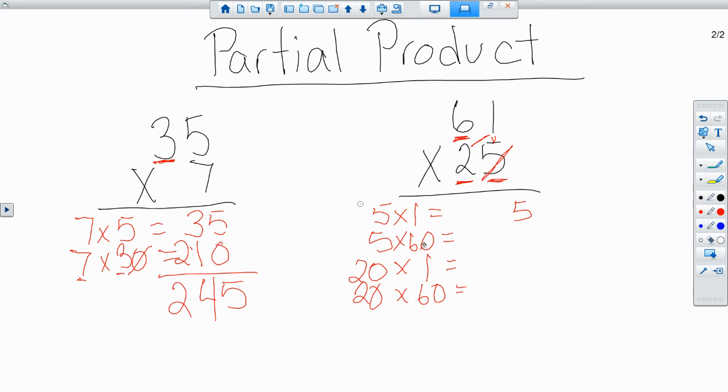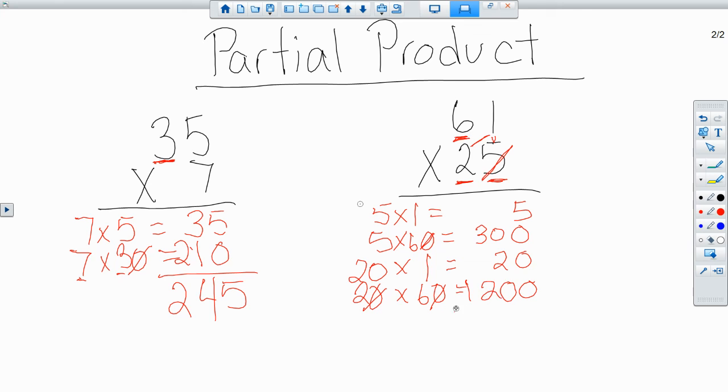5 times 60, we're going to cross off our 0. 5 times 6 is 30. And then I'm going to add the 0 on in the ones place. So I have 300. 20 times 1, that's an easy one, 20. So I'm going to make sure that my 2 is in the tens place and my 0 is in the ones place. And our last question is the hardest one. We're going to take our zeros off. And if I put those at the end, 2 times 6 is 12.